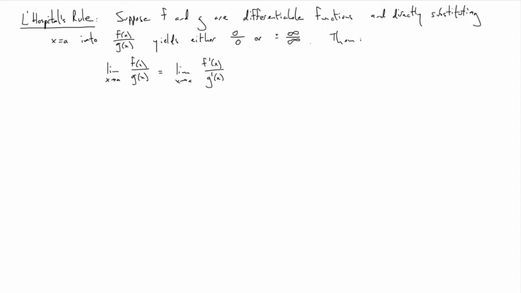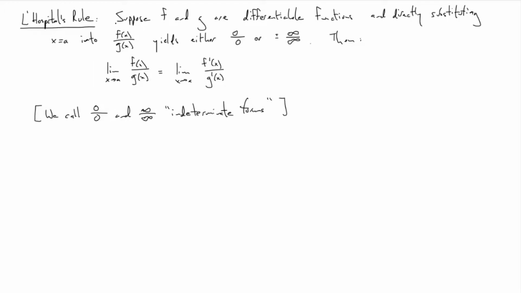Then L'Hopital's rule says that the limit as x approaches a of f of x over g of x is precisely equal to the limit as x approaches a of f prime of x over g prime of x, the derivative of f divided by the derivative of g. And the beauty here is that this second limit, the limit as x approaches a of f prime of x over g prime of x, might be easier to compute than the original limit. So that's the idea.